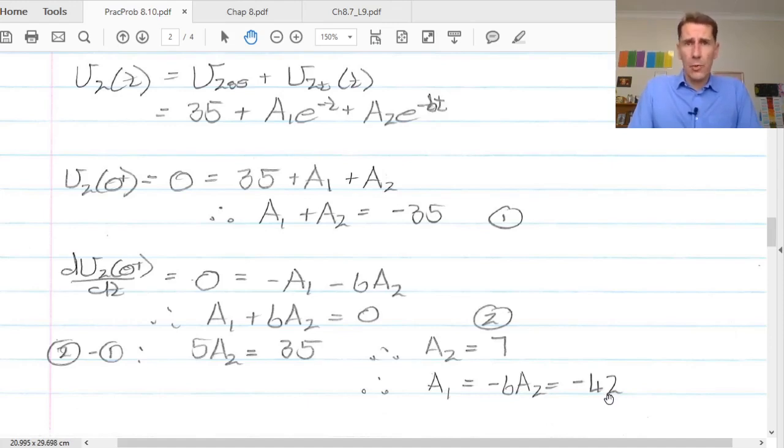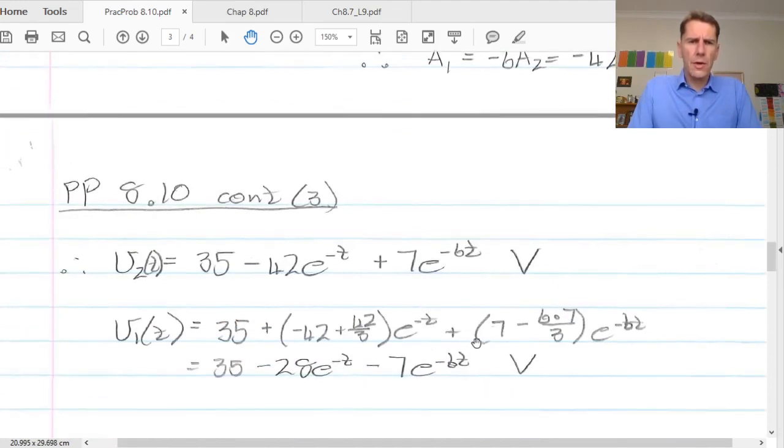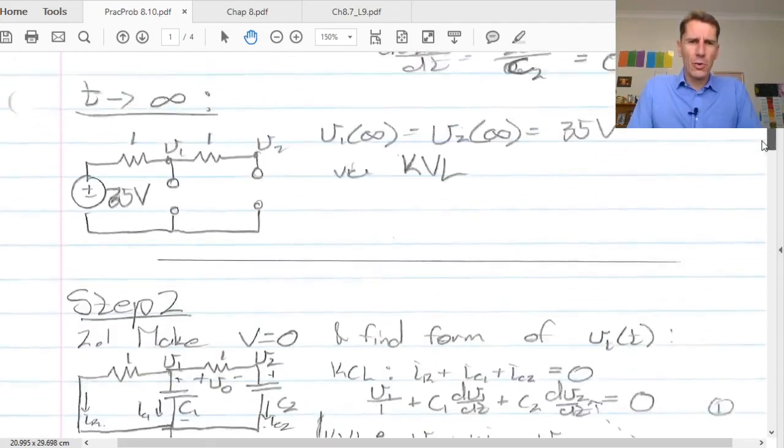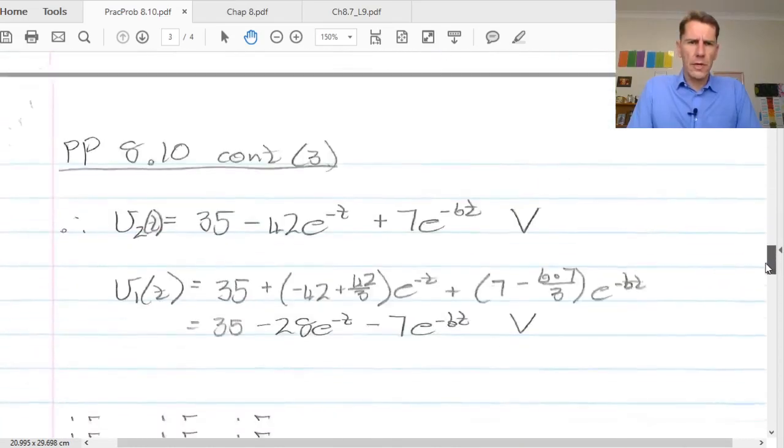So now I have my A1 and A2, so I can write the complete expression for V2, and then you can work out the complete expression for V1. And you're not even done yet, because what is it they're looking for again? They're looking for V0, this one. So all we have now is V1 and V2. Now we need to subtract those two expressions so that we can get what they're actually looking for, V0.